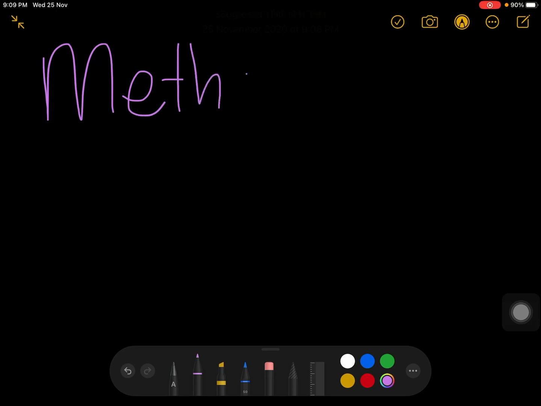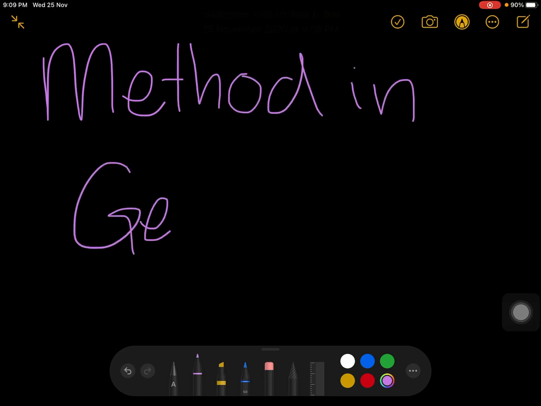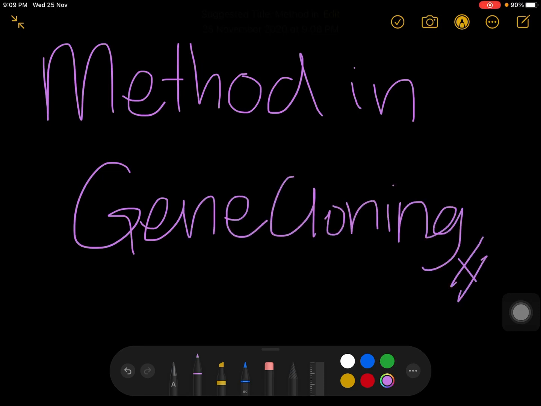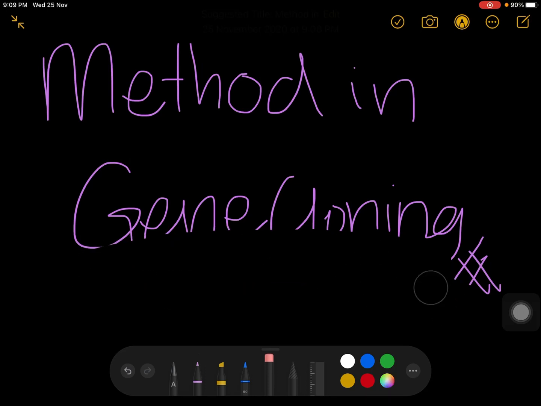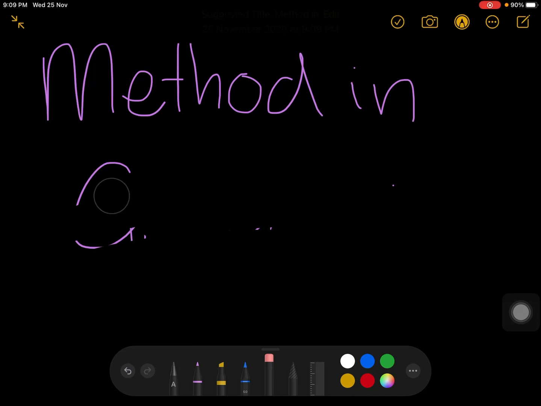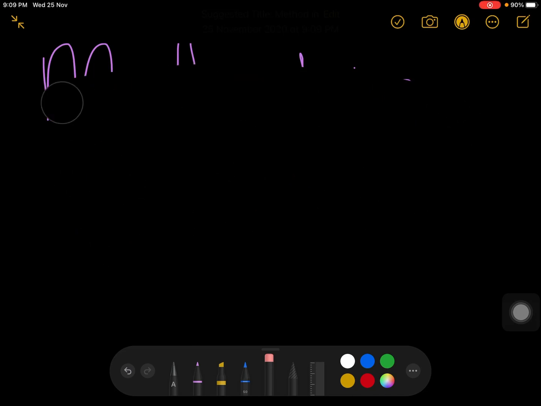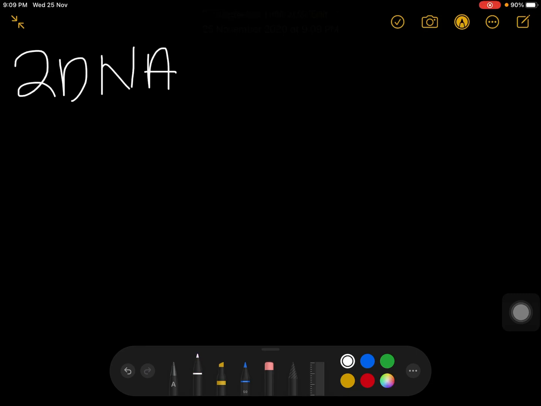So today I will present about methods in gene cloning. There are 5 steps in gene cloning that we need to know. Number 1 is isolate the DNA. There are 2 DNAs that we are going to isolate.